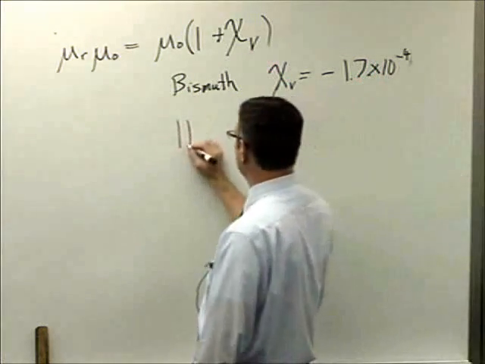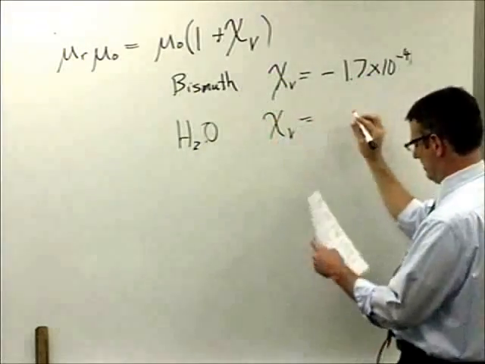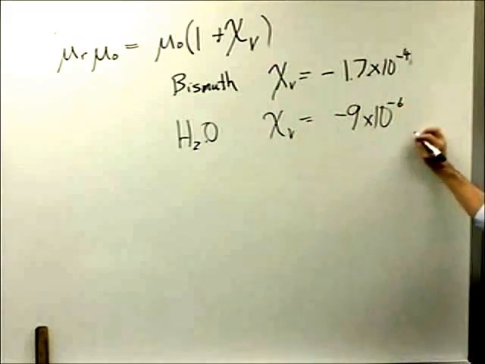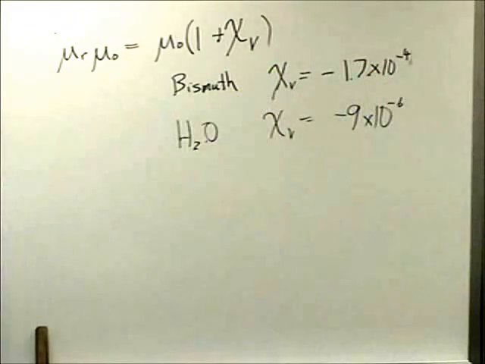Water is another one. That's a weaker diamagnetic material. And this one is about negative 9 times 10 to the negative 6th. And these are unitless quantities, chi sub v.